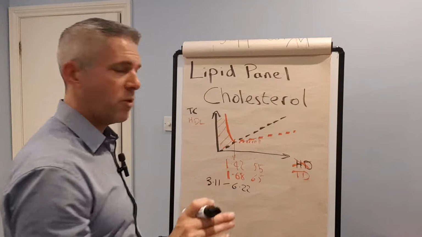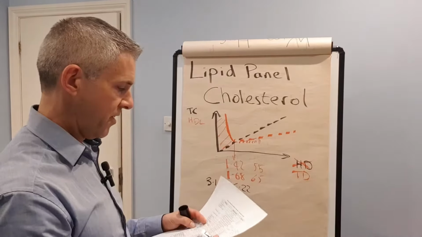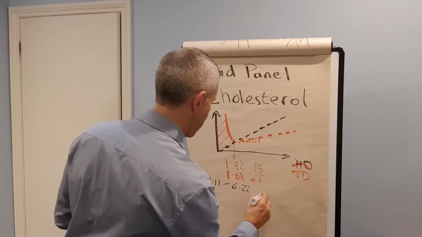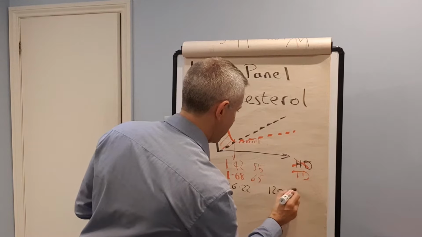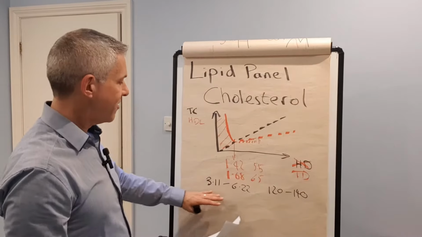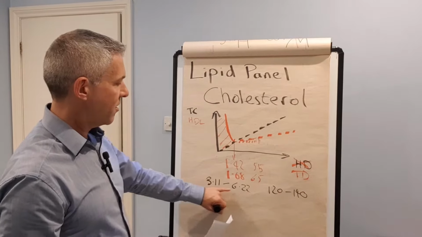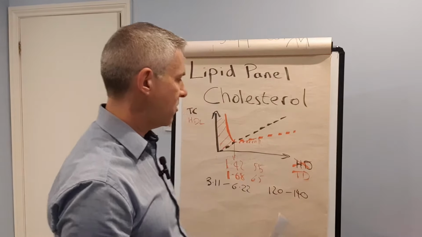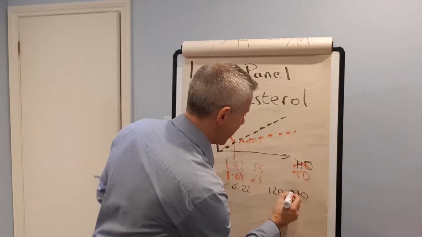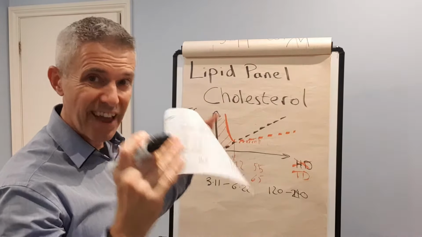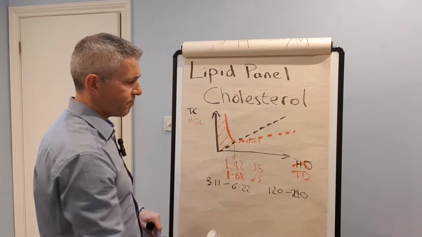anywhere between 3.11 and 6.22, which in American is 120 to 140. So if you're under 60, and your figures are between 3.11 and 6.22 in the UK, or in America and Canada 120 to 240, those are actually the healthy range. It's quite a big range.